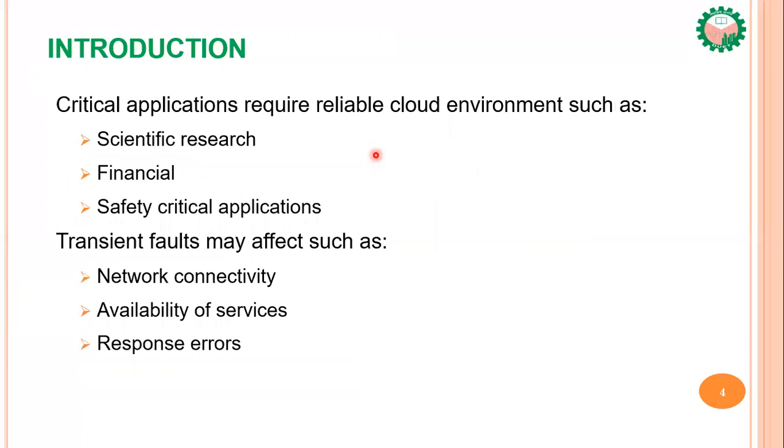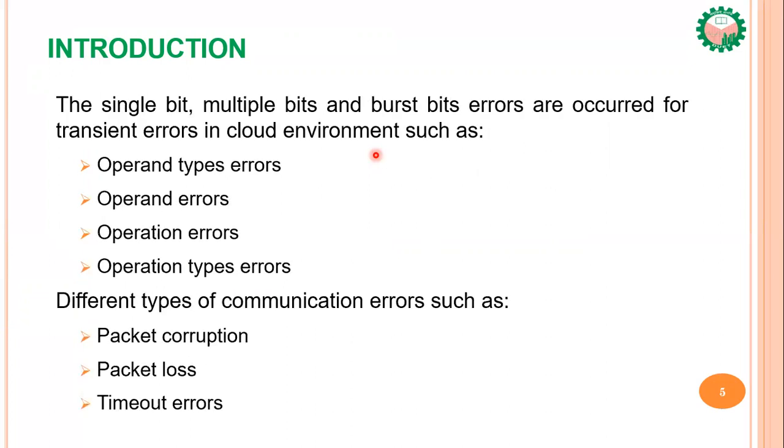Critical applications require a reliable cloud environment, such as scientific research, financial, and safety critical applications. Transient faults may affect network connectivity, availability of services, and response errors. Single bit, multiple bits, and bus bits errors occur as transient errors in cloud environment, such as operand type error, operation error, and operation type error. Different types of communication error include packet corruption, packet loss, and timer error.